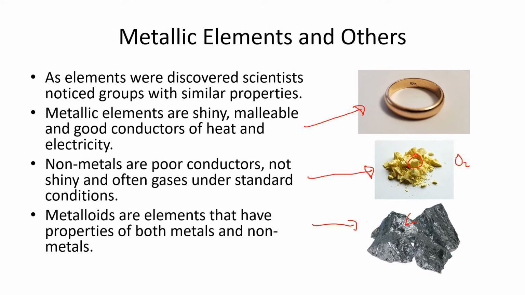So that's why you call it a metalloid, and there's a handful of elements on the periodic table that are sort of in between and have properties of both. So this is silicon, and this here is gold, and in between we have here sulfur.